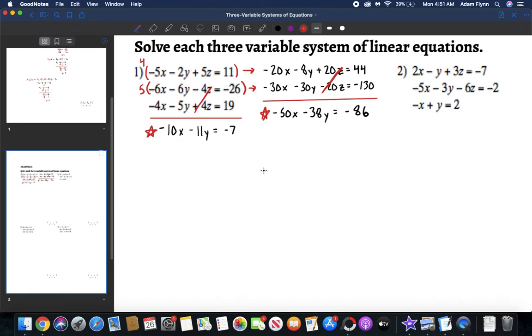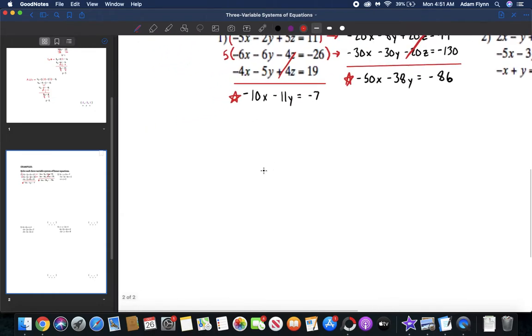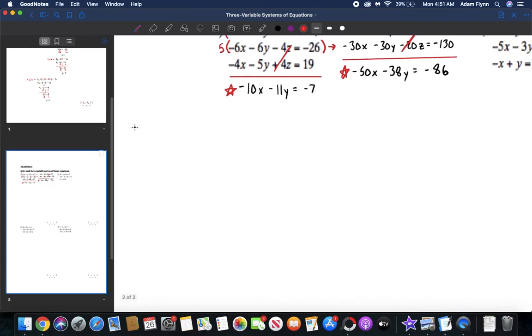So now I can use my two star equations and solve my two variable system. So I will write those down here. I've got my first star equation, my second star equation. Now I'm just rewriting them.